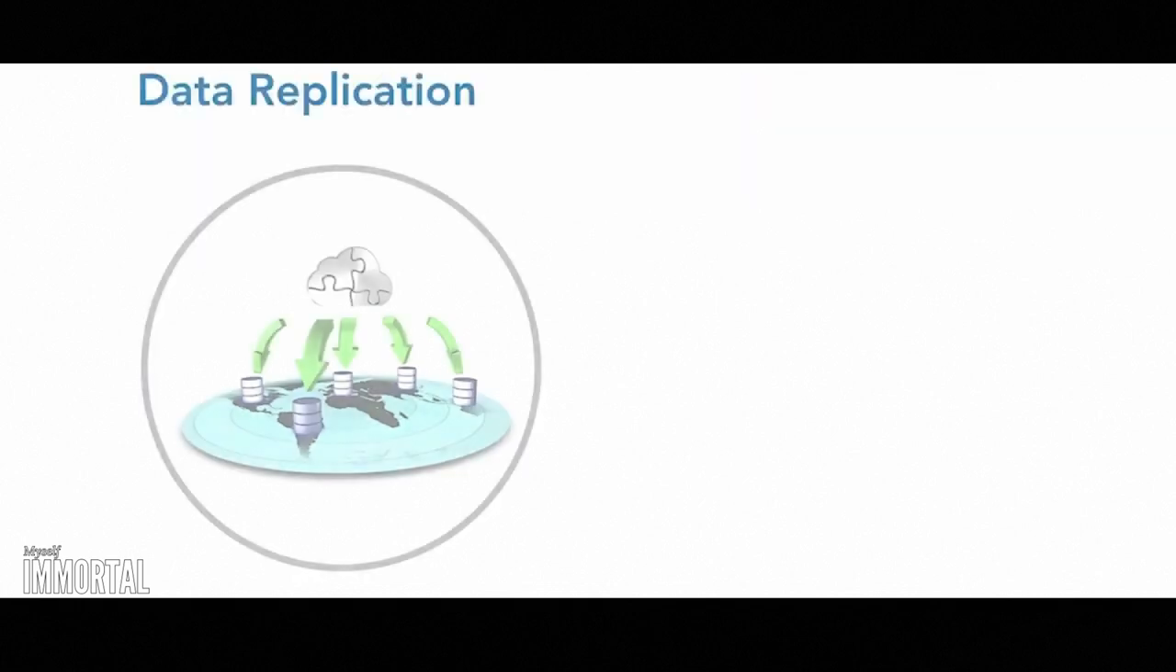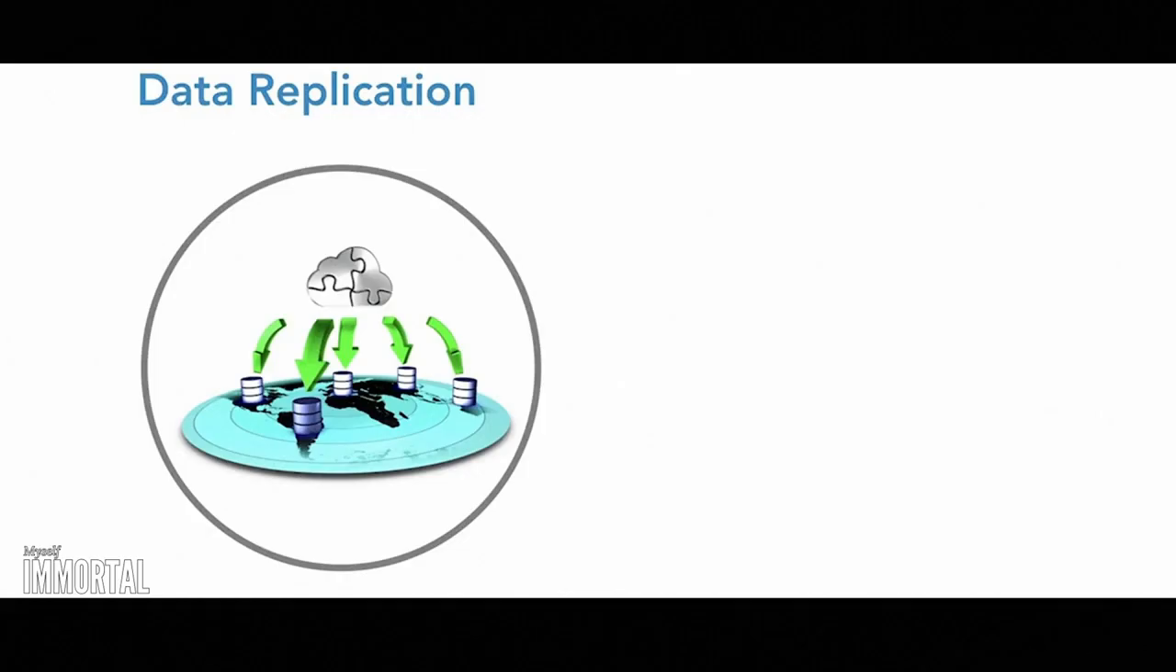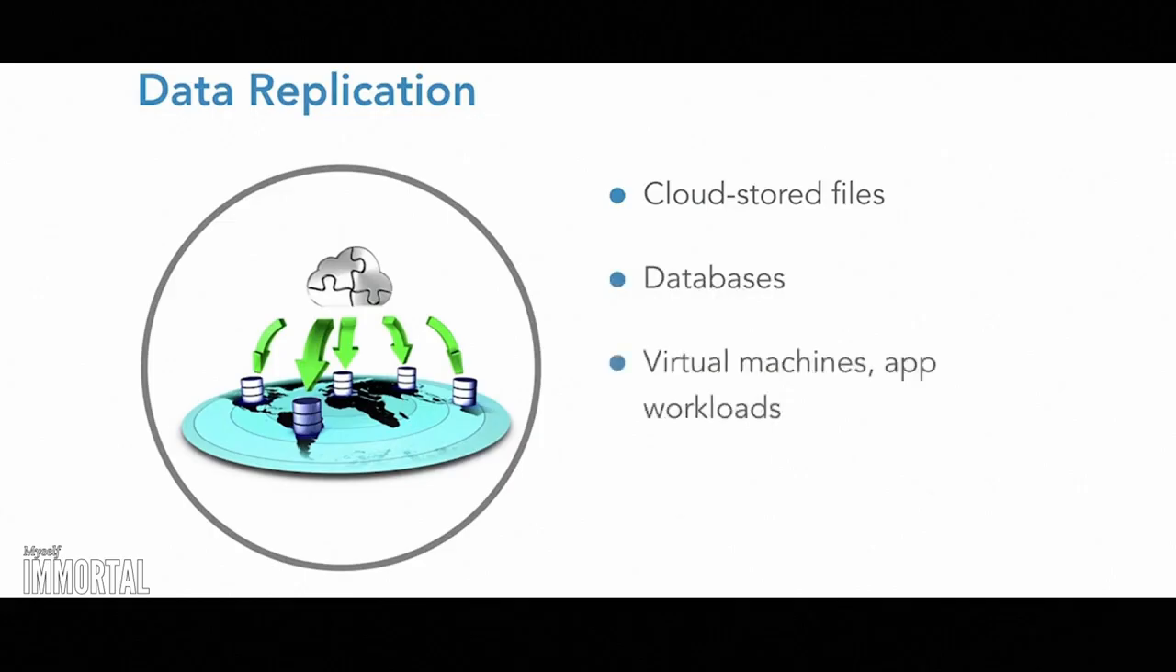The next thing to consider for availability is data itself and where it resides. So data replication. We can replicate files that are stored in the cloud to alternate regions. You can also replicate databases. You can create database replicas. You can also replicate virtual machines and the app workloads that they are running. Now, the idea is that we can have this replicated to alternate regions geographically so that in the event of a regional outage, we still have the data elsewhere.